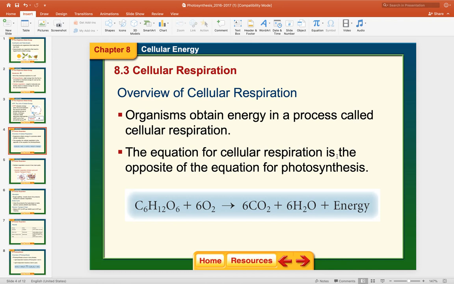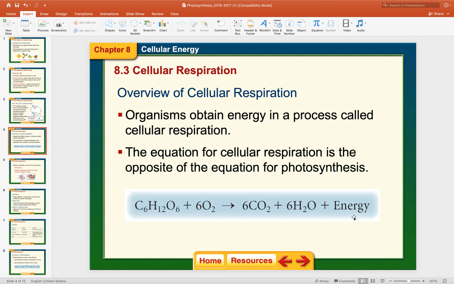An overview of cellular respiration. So, those organisms that perform cellular respiration will take in that sugar. So that's from the outside environment. We will breathe in oxygen. And when we do that, we will produce carbon dioxide, we will produce water, and we will also produce ATP.